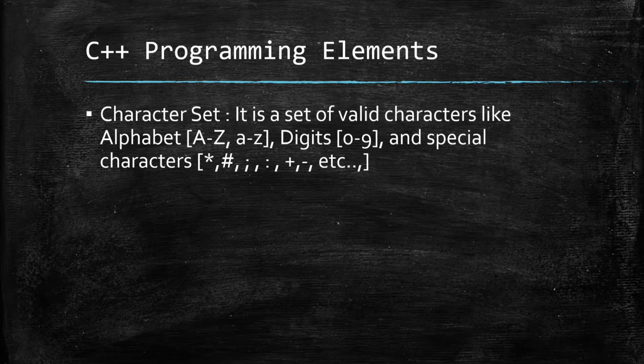So what is a character set? It is a set of valid characters like alphabet, digits and special characters. Alphabets include capital letters and small letters. Digits include 0 to 9. And special characters are those on your keyboard, suppose hash or semicolon or plus or minus or something like that. Fine, those are all your special characters. So a character set is a set of valid characters like alphabet, digits and special characters.